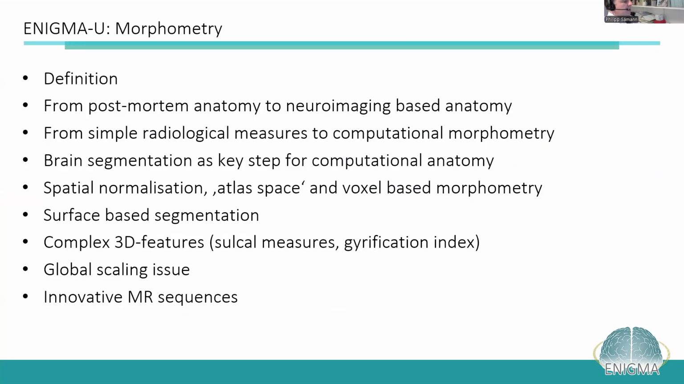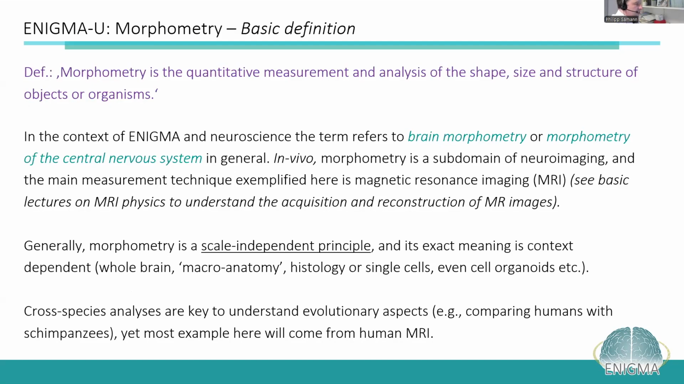Let's start with a general definition of morphometry before we come to the basic chapters of this lecture. Morphometry is the quantitative measurement and analysis of the shape, size, and structure of objects or organisms. However, in the context of ENIGMA and neuroscience, the term mainly refers to brain morphometry or morphometry of the central nervous system, because the spinal cord is also part of the CNS.